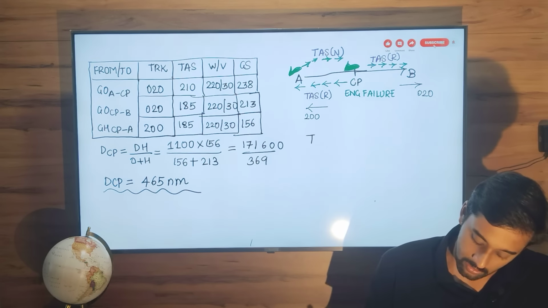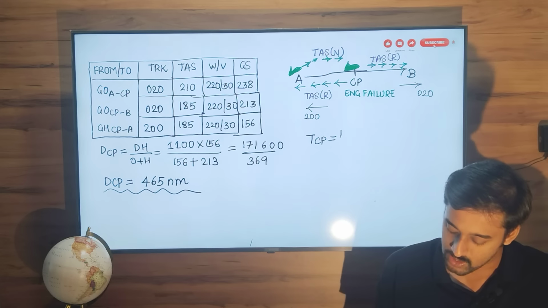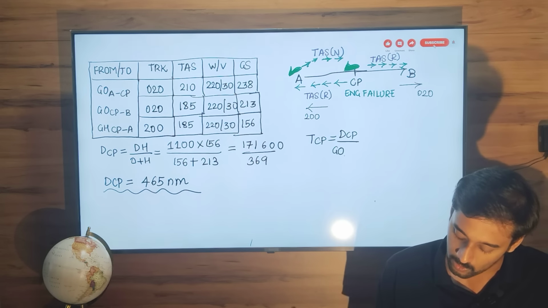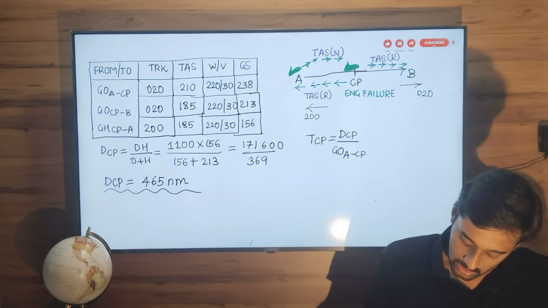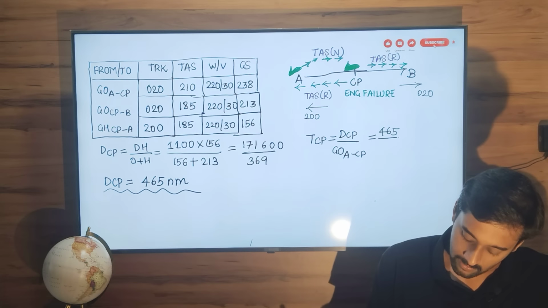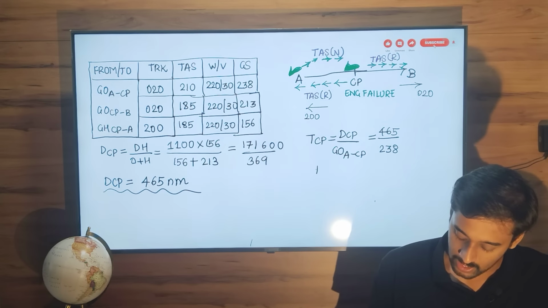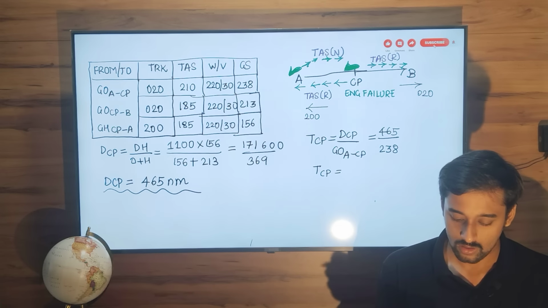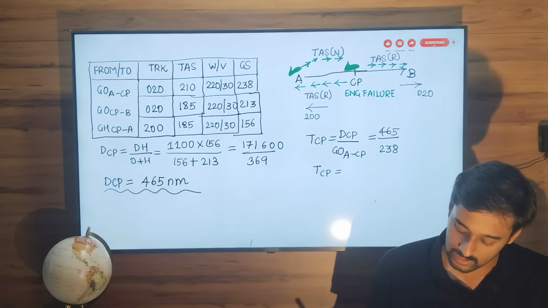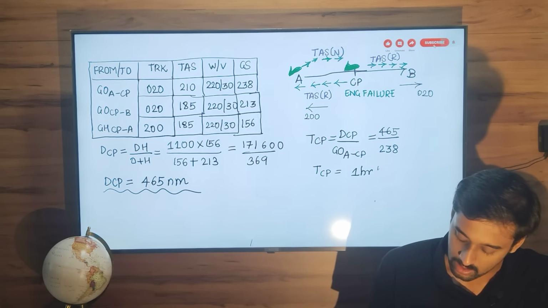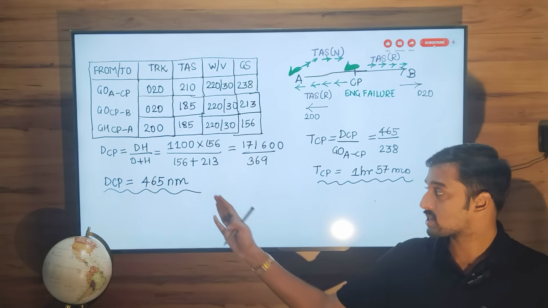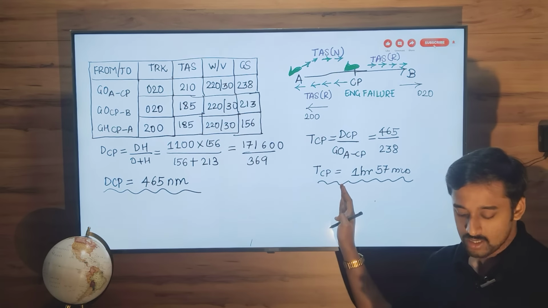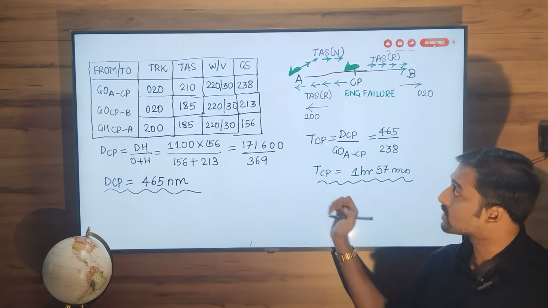Now time to CP. Time to CP is equal to distance to CP divided by ground speed outbound from A to CP, which is 238. So 465 divided by 238. So time to CP is equal to 1 hour 57 minutes. This is your distance to CP. This is your time to CP, 1 hour 57 minutes. So this is how you do it.